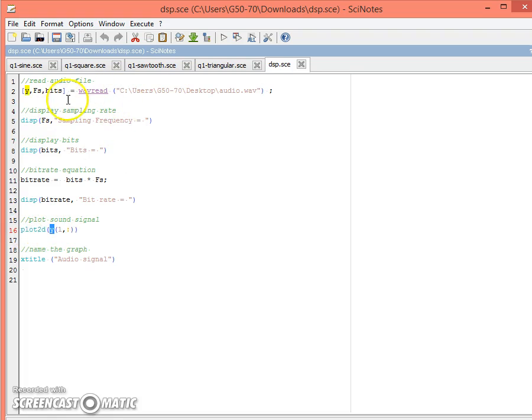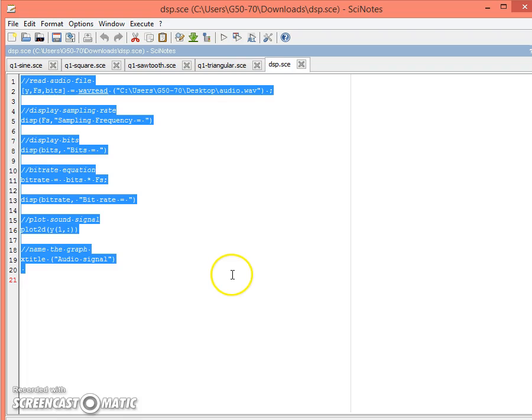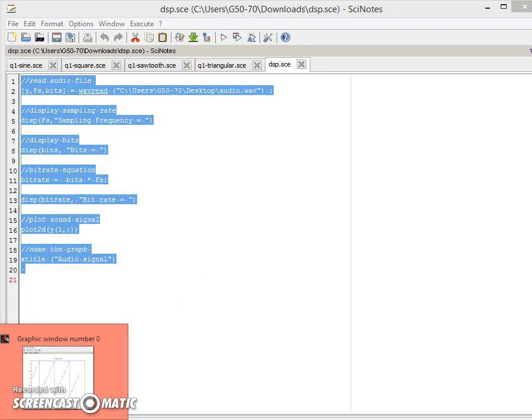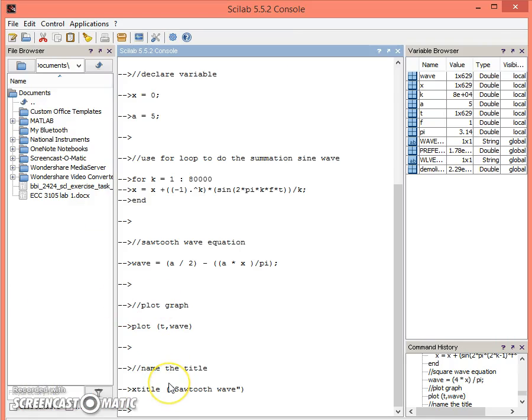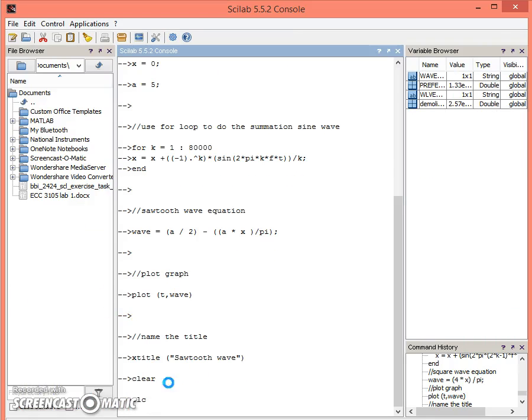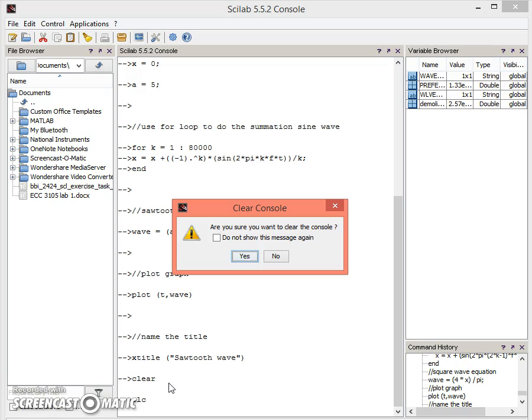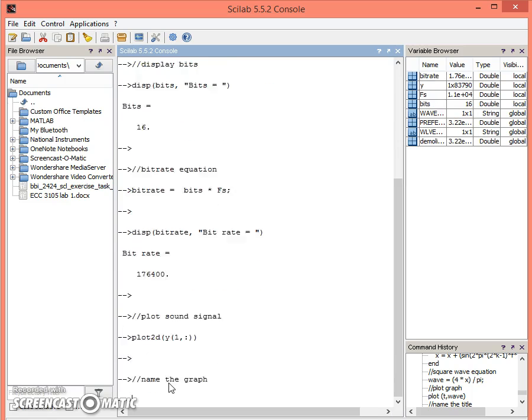Y is the signal, and the value is from minus 1 to 1, and here is space because it just goes along from the start till the end of the sound signal. And we name the graph the sound signal graph. So copy and paste into our Scilab console.